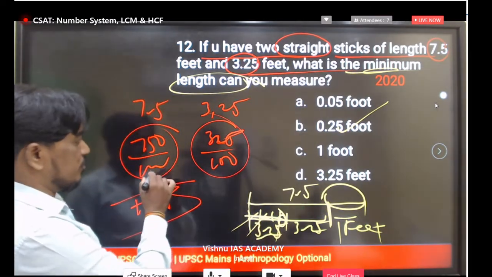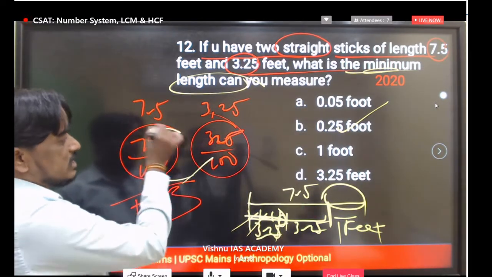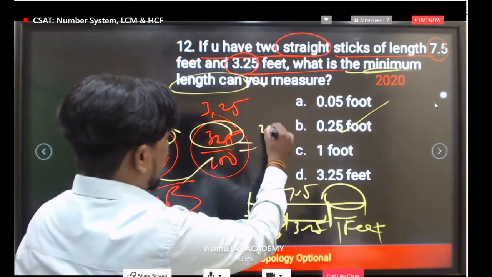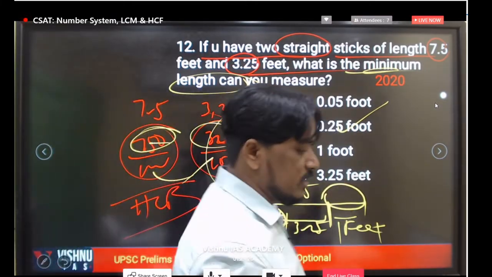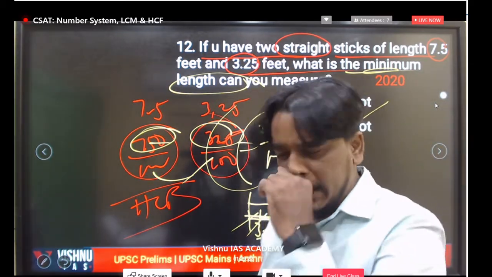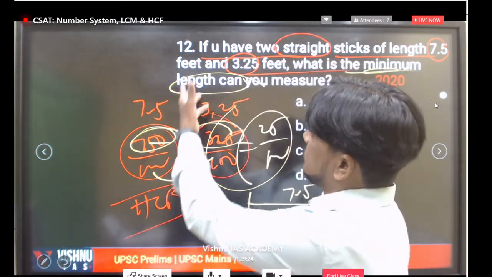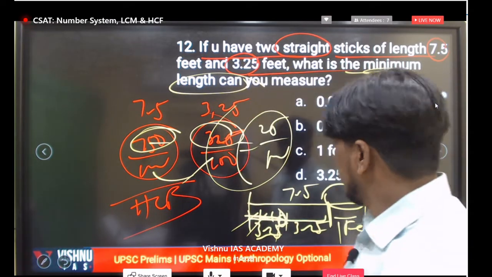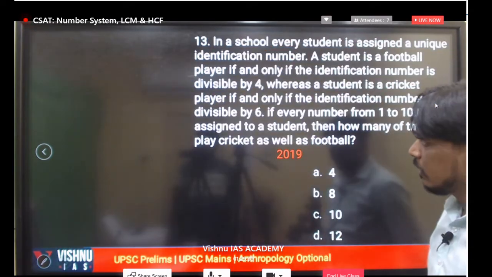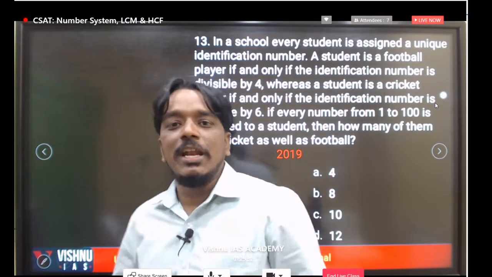Or otherwise, if you simplify this one, what we are getting? 750 and 325, you will get HCF 25, and the LCM of 100 you will get 100. If you simplify, obviously you will get 0.25 only. Clear? But wherever simplification is there, wherever simple methods are there, based on that common sense concepts also we can answer. Clear? So this 13th question I'll explain.